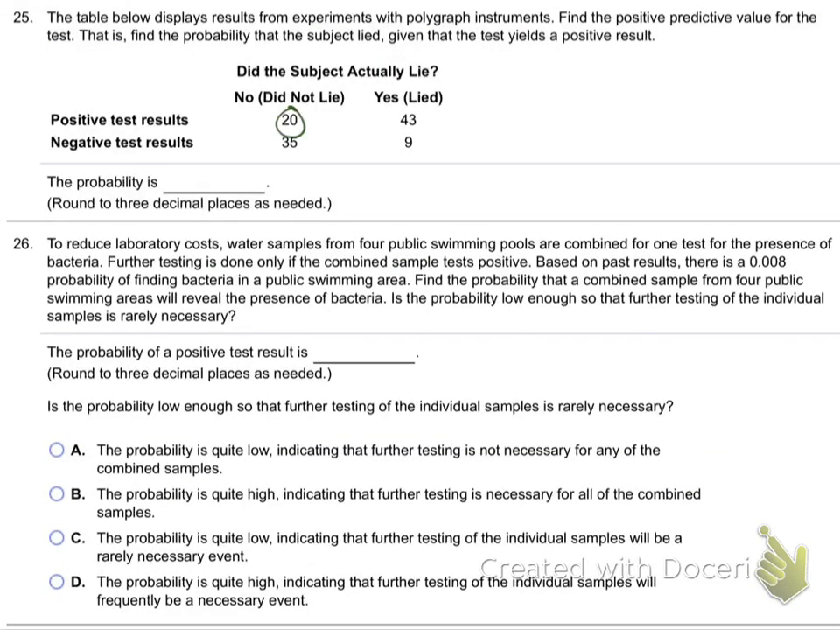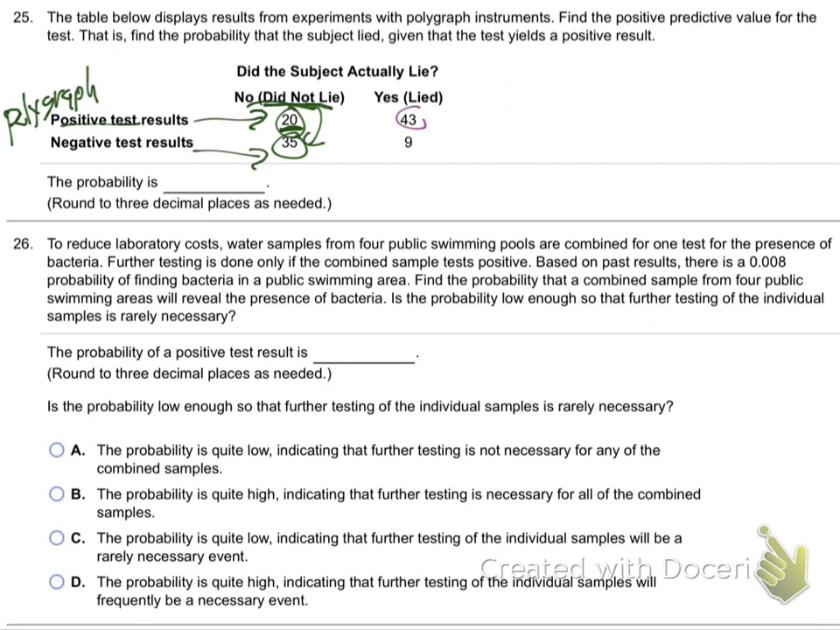Number 25, very similar. Let's make sure we understand. These 20 did not lie, but they got a positive test result on the polygraph test, the lie detector test. It said that it was positive. It said they're lying when they're really not lying. It's a false positive.